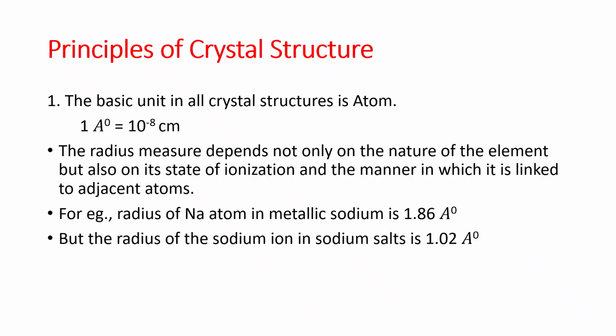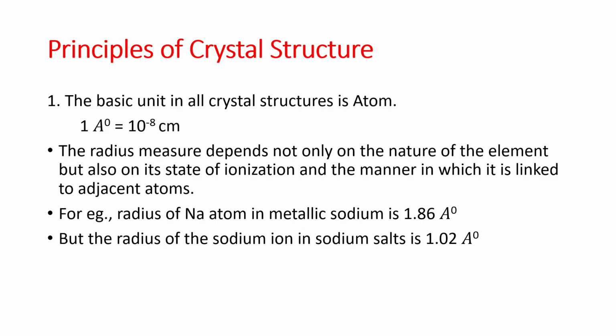Principles of crystal structure. The basic unit in all the crystal structures is the atom. This may be associated with the other atoms in a group behaving as a single unit in the structure. We may consider atoms as being made up of electric charges which are distributed through a small sphere that has an effective radius of the order of 1 Angstrom unit. And 1 Angstrom unit is denoted as 10 to the power of minus 8 centimeter.